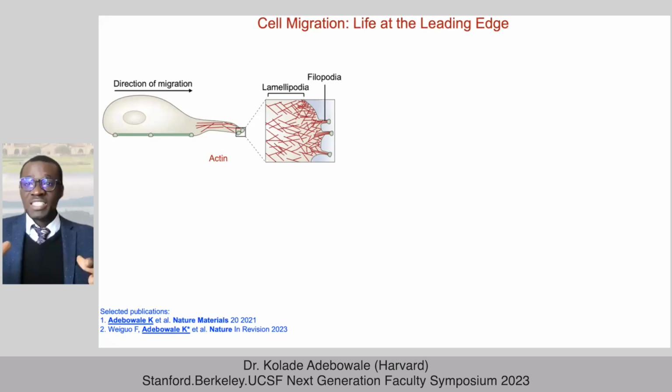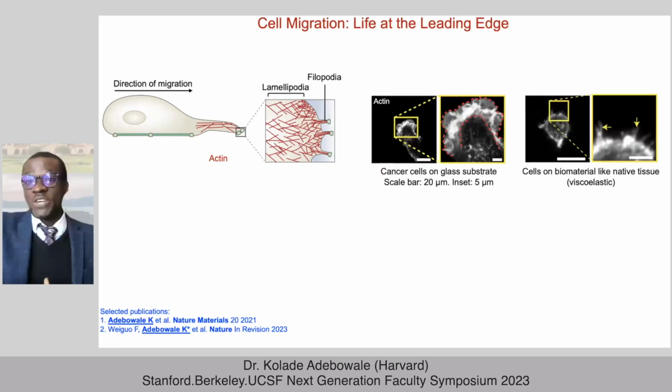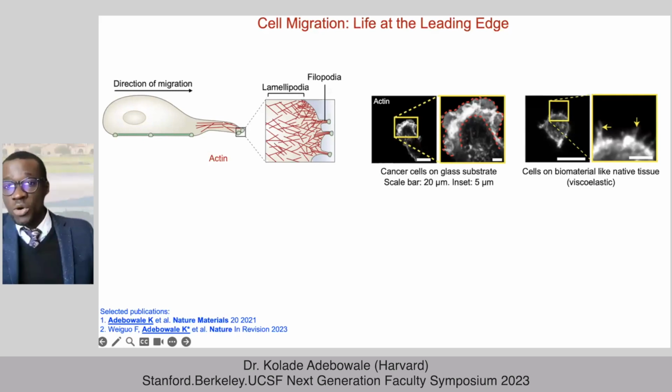But we realized that previous studies had looked at how cells move around on a glass slide. However, the mechanical properties of glass are very different from those in biological tissues. So we wondered, how would cells behave if we put them in an environment that's more similar to what they experience in biological tissues? What we found was that if we put cancer cells on a glass slide, they have these beautiful lamellipodia structures that have been previously described in the literature, highlighted in red.